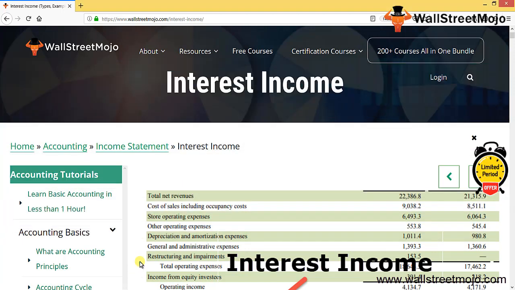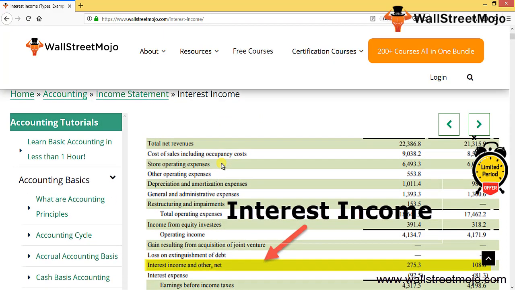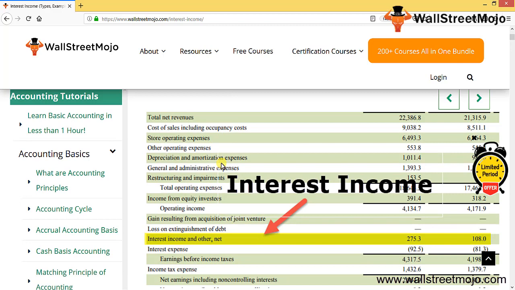Today we have a topic with us called interest income. What is this topic all about? Just like there are interest expenses in the profit and loss statement, there is interest income. We will try and evaluate this in a very detailed format. Have a look over here, the extract that is taken from the profit and loss account. There are total net revenues, the cost of sales is deducted, then stores, operating expenses, and all the rest of the expenses are there. And then there comes the interest income and other net, and interest expense. Let's try and evaluate this.